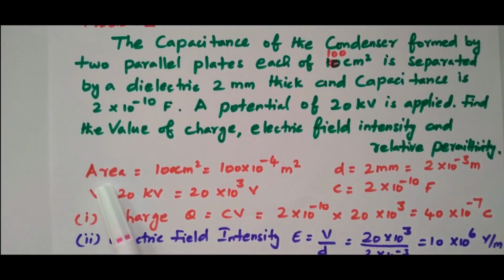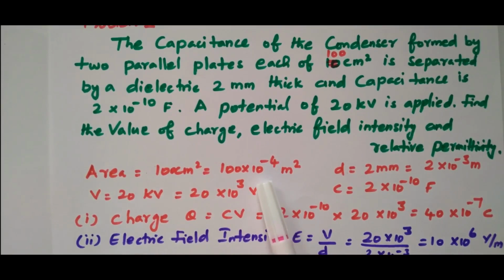So the area is given, 100 centimeter square. While converting into meter square, we need to multiply by 10 to the power minus 4. So the area is 100 centimeter square, that is equal to 100 into 10 to the power minus 4 meter square.